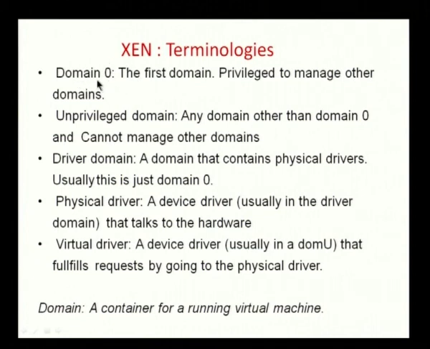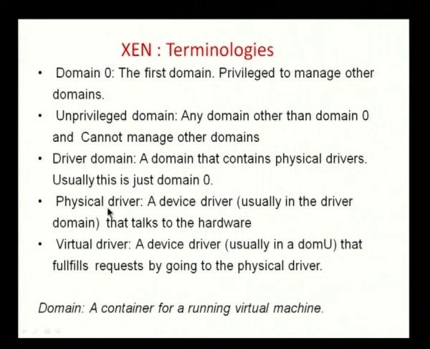There you will be using one terminology called domain 0. This is the first domain and it is privileged to manage other domains also. An unprivileged domain is nothing but any domain other than domain 0 and cannot manage other domains. Then you have another domain called the driver domain. It is a domain that contains the physical drivers and usually this is just domain 0.